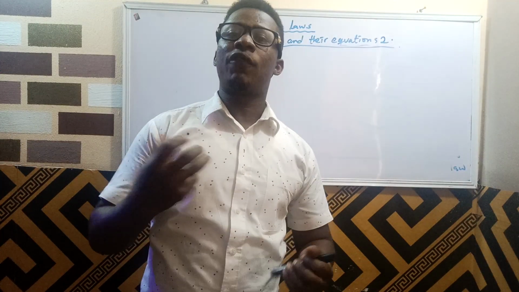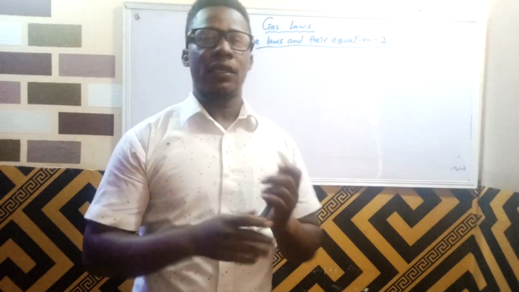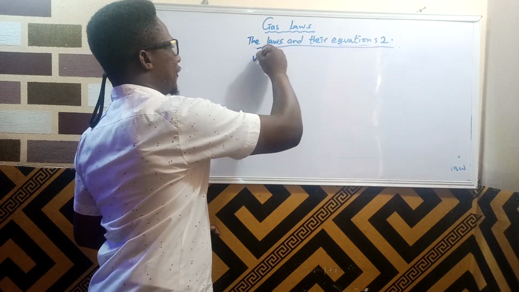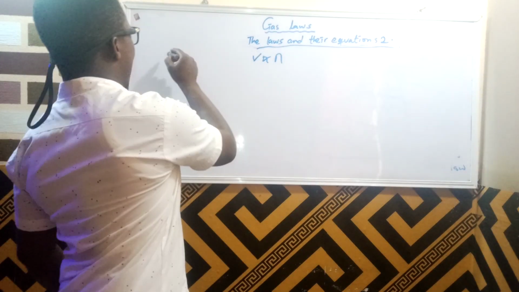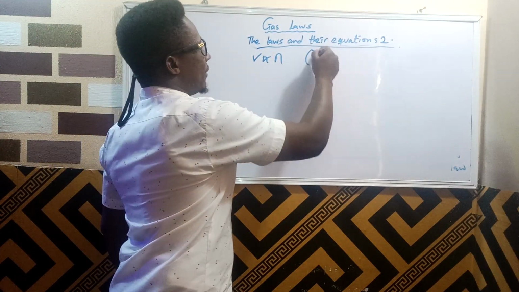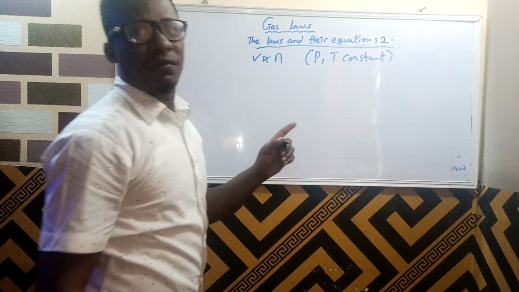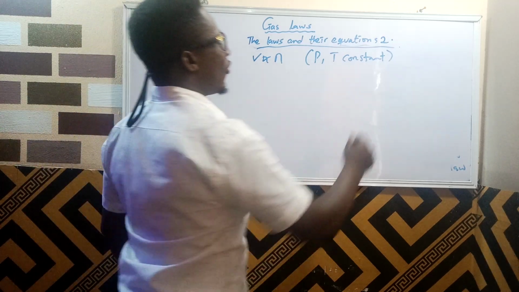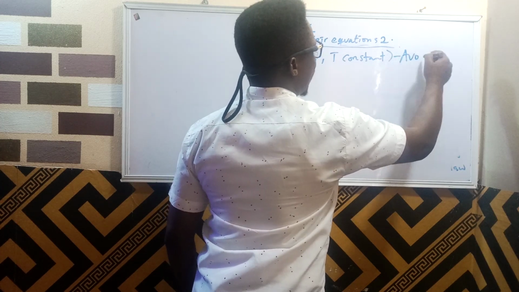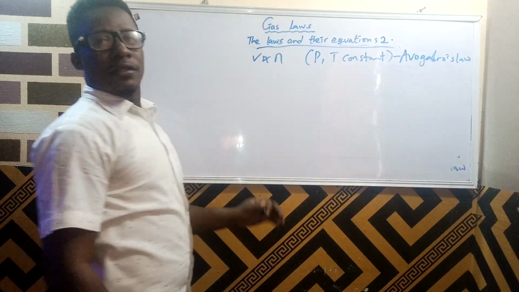Avogadro's law states that equal volumes of all gases at the same temperature and pressure have the same number of molecules. That is, the volume of a gas, V, is directly proportional to the number of molecules, at constant pressure and temperature. So this is the interpretation of Avogadro's law: the volume is directly proportional to the number of moles at constant temperature and pressure.